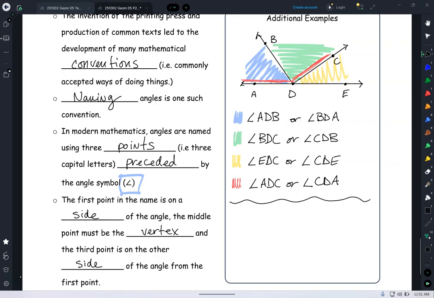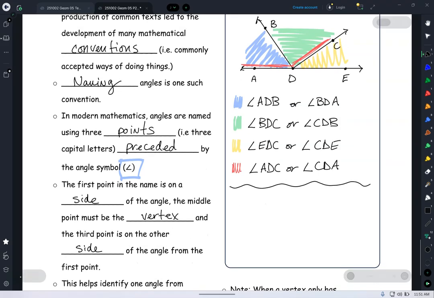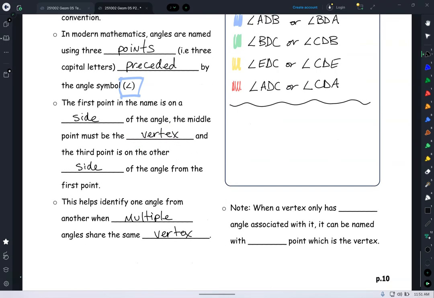Give yourself a little squiggle here. Now you'll notice down the bottom here I put a special note. When a vertex has only one angle, one inclination, one space in between these lines associated with it, it can be named with one point, but that point has to be the vertex.